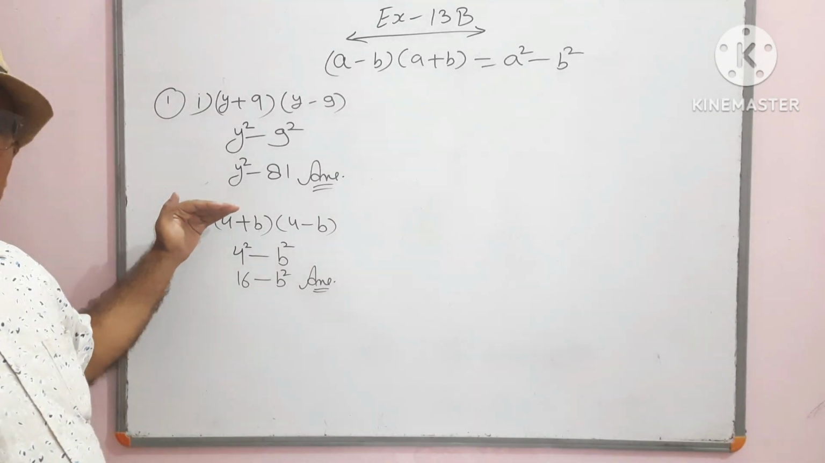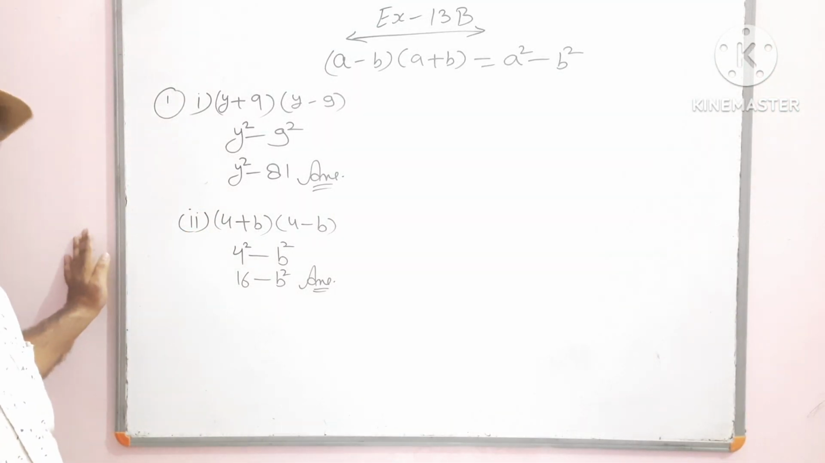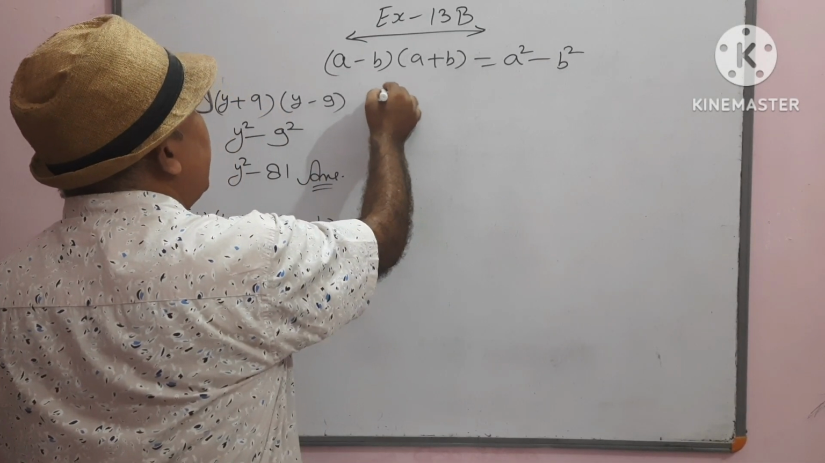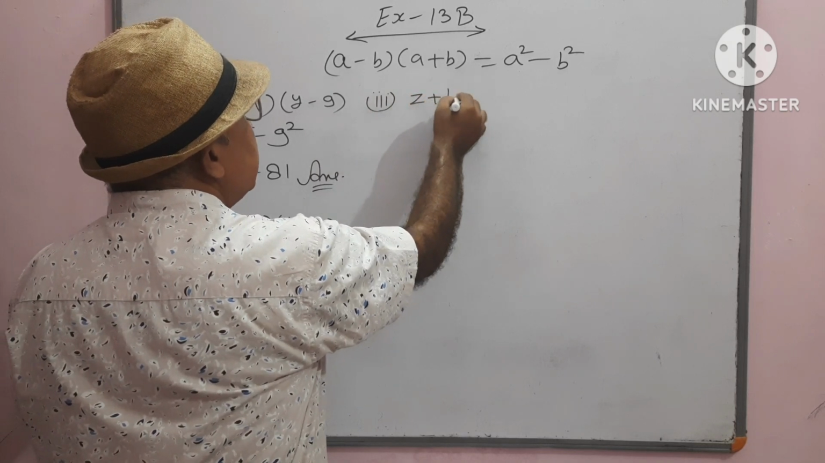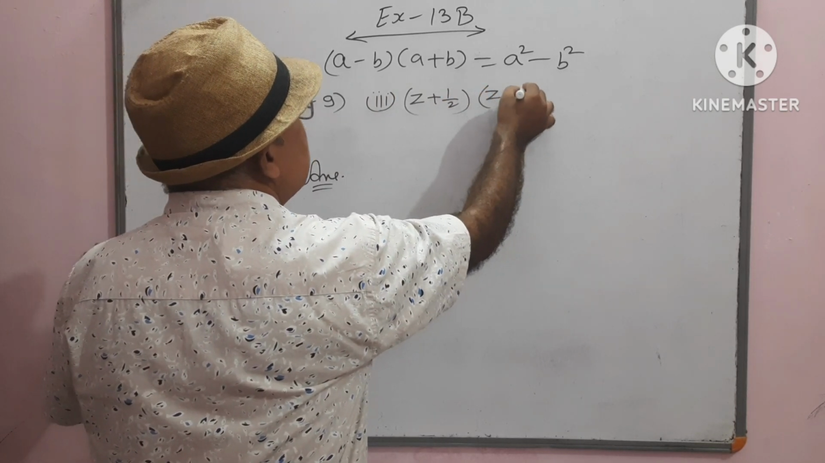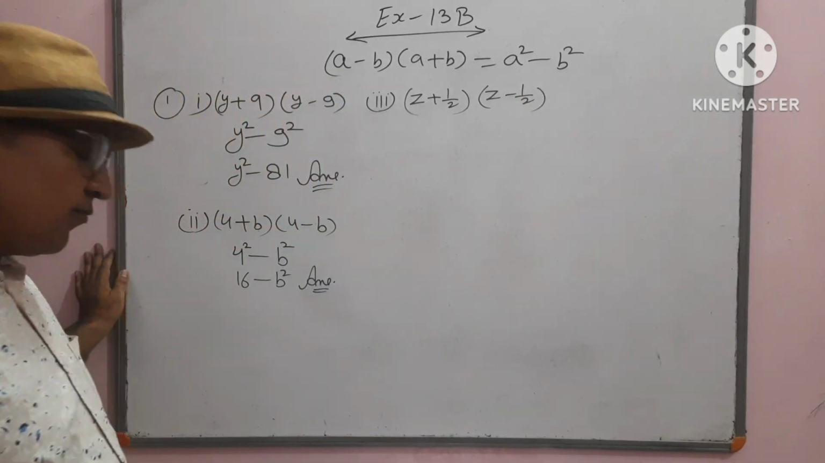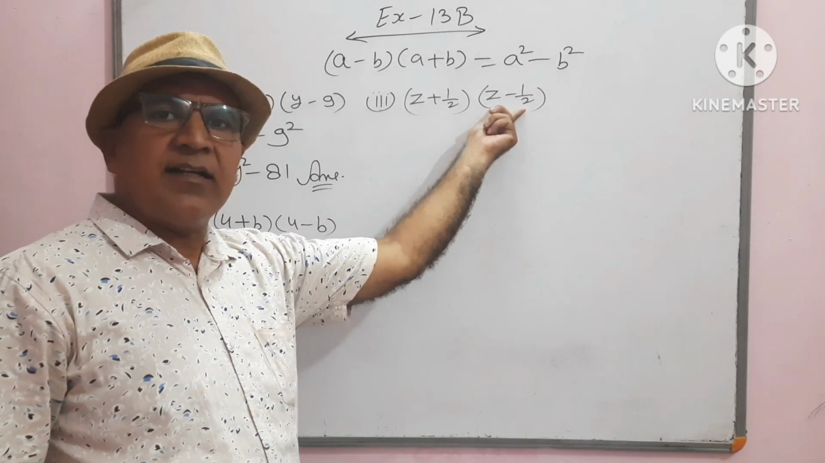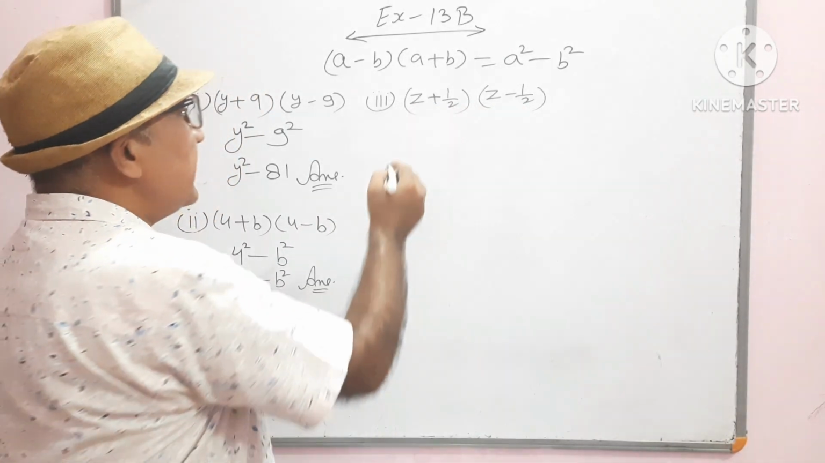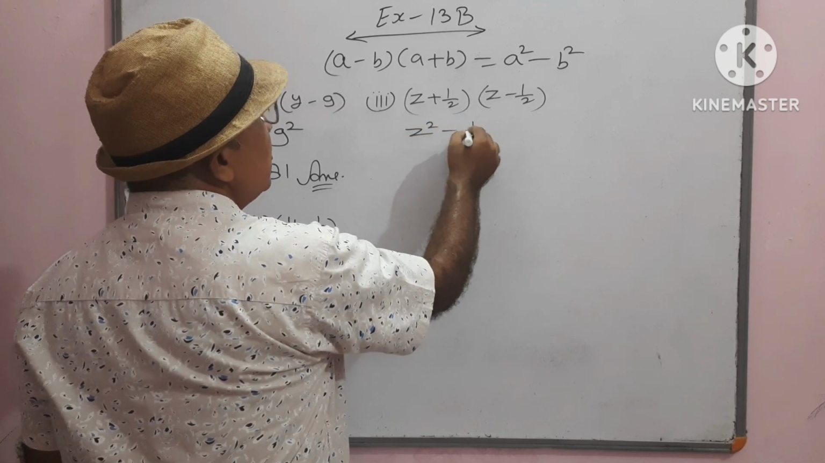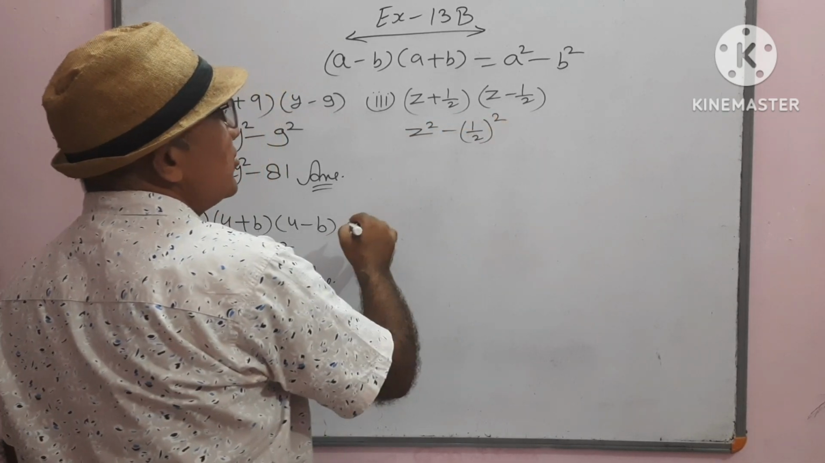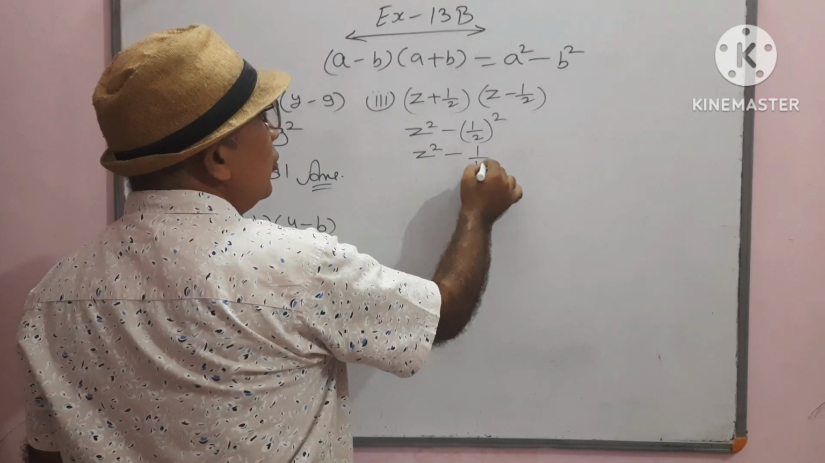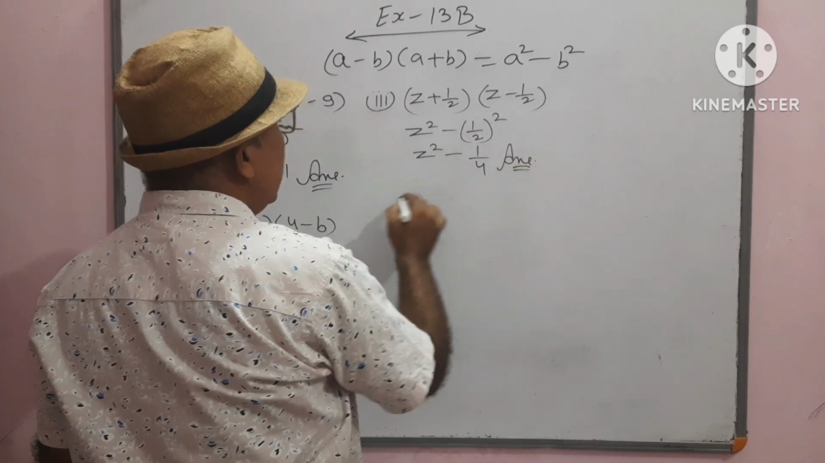So by using the identity, the question has become very easy. See the next question, question number 1 part 3. That is (z plus 1 by 2) into (z minus 1 by 2). Again the question is same. (a plus b) into (a minus b) is equal to a square minus b square. That means z square minus (1 by 2) square. Z square will remain as it is. 1 square is 1, 2 square is 4 and this will be your answer.